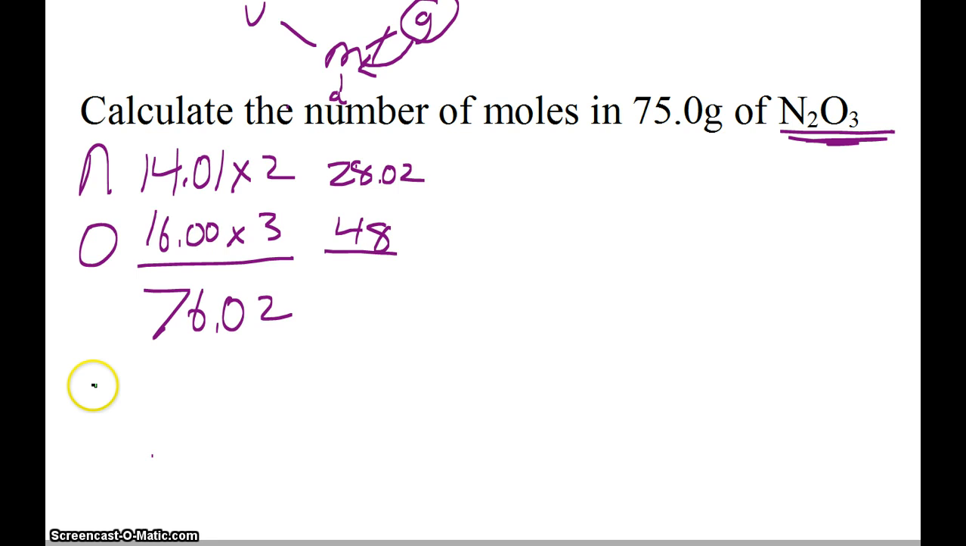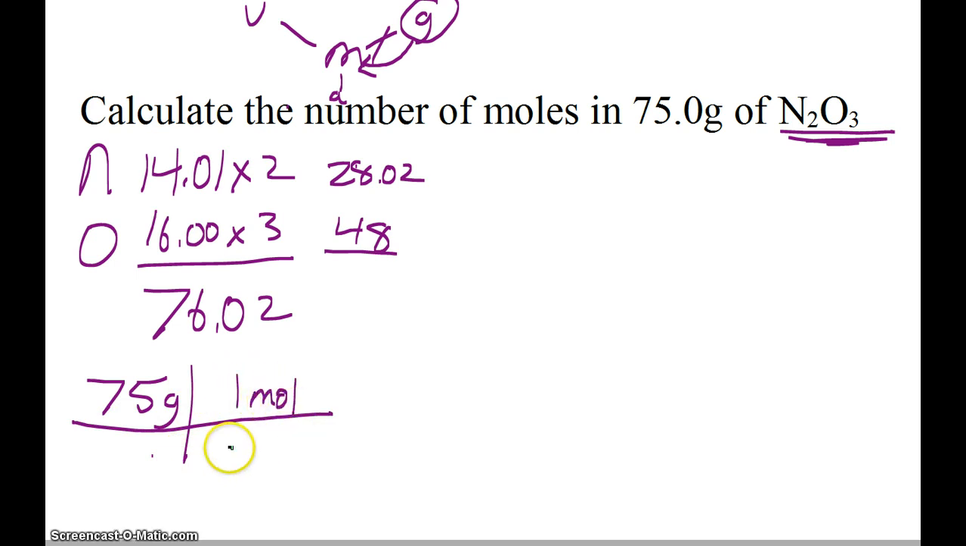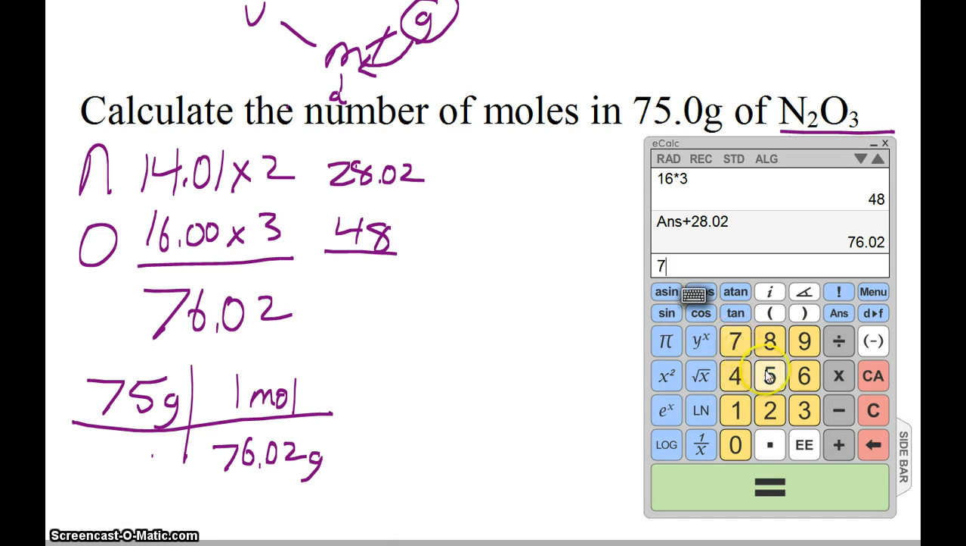Okay, so number of moles is 75 grams. So we start off with 75 grams. Now we need to realize that in 1 mole, there are 76.02 grams. So we can run that through our calculator. 75 divided by 76.02 equals 0.9865, so 0.987 if we're using significant digits.